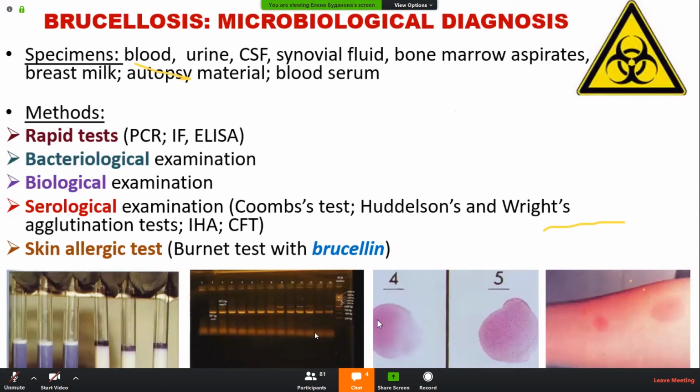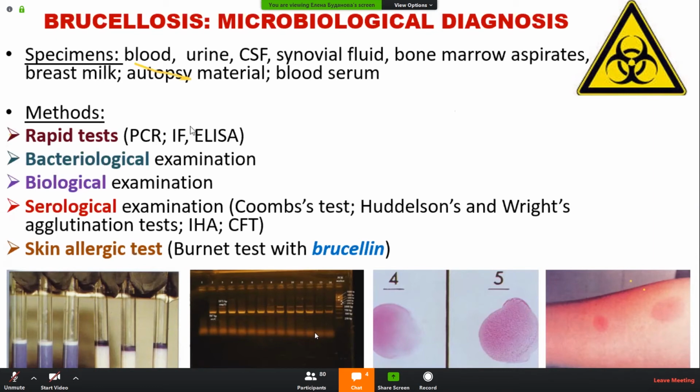Well, this one is the agglutination test. I will comment on it in the next slides. And this one is a very interesting test, I think, that is used for detection of brucellosis in milk taken from diseased animals, from animals with brucellosis.